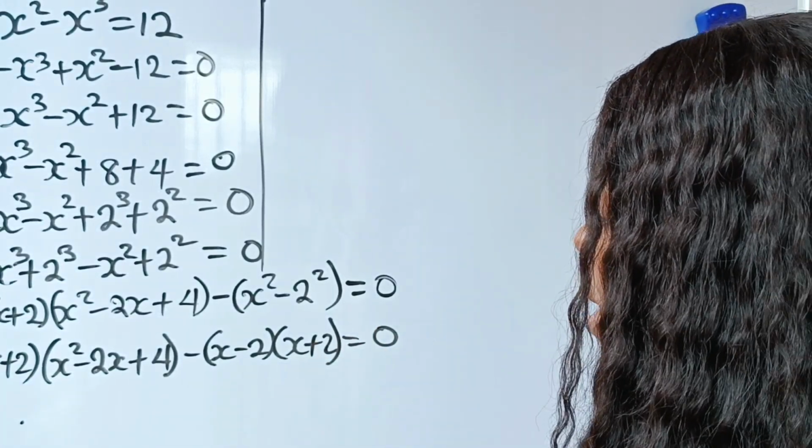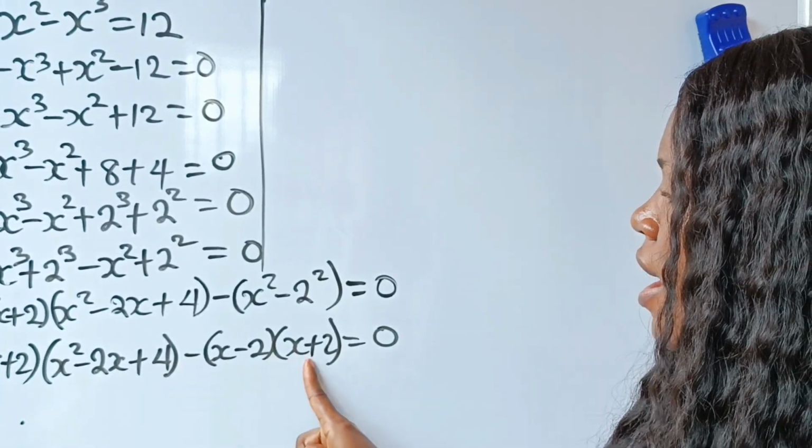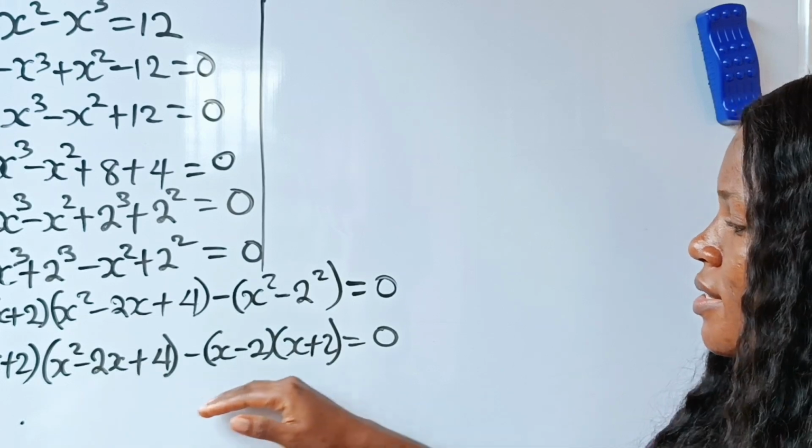Now this is what we have. Look at x plus 2, and we have an operator here, and we have another x plus 2, showing that this is a term and this is another term.